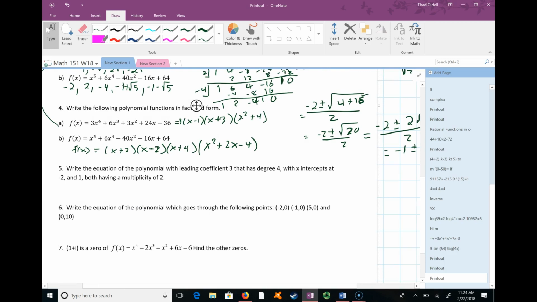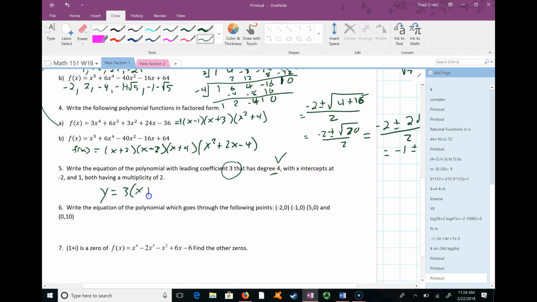So there's 3 and 4. Number 5 says write the equation of polynomial with leading coefficient 3. So remember, leading coefficient can be taken care of just by multiplying by the right thing. And that's like a vertical stretch factor on the outside. So I can just start off by saying y equals 3 times something. Has a degree 4. We'll come back and check on that later with x-intercepts at -2 and 1.